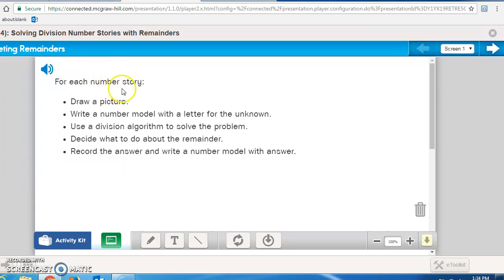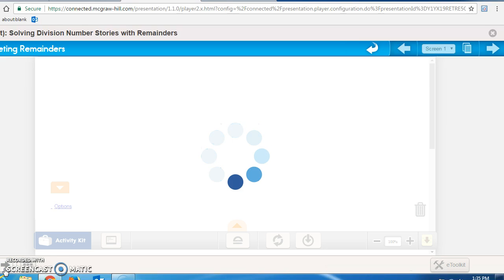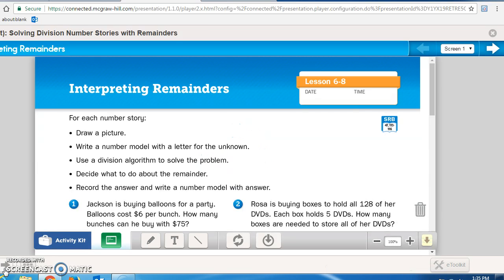So for each number story, you need to draw a picture, write a number model with a letter for the unknown. Use a division algorithm to solve the problem, a division method. Decide what to do about the remainder. Can I split it evenly amongst those who are left, or no, am I just going to have to ignore it? And then record the answer and write a number model with the answer. There really aren't any shortcuts to this. So it says, again, this on page 209.